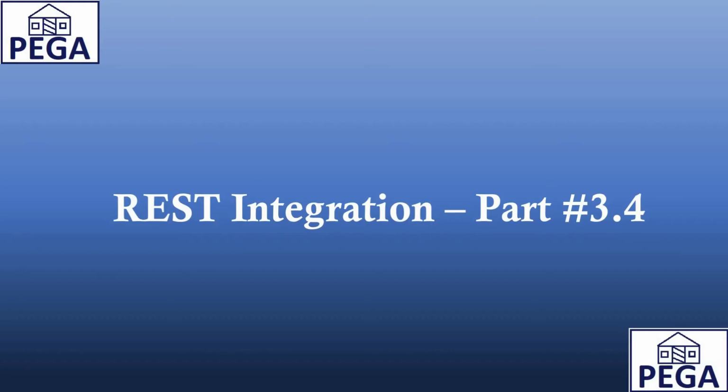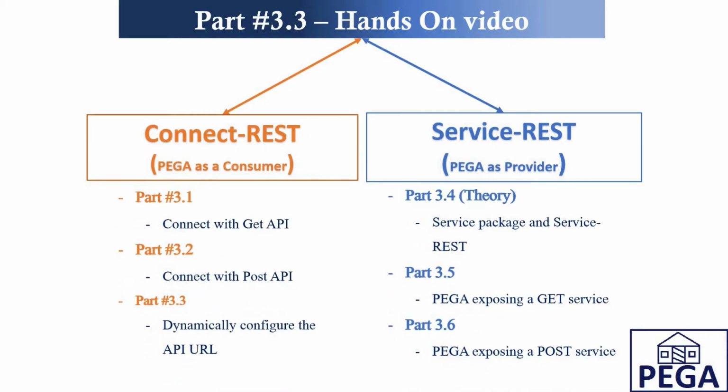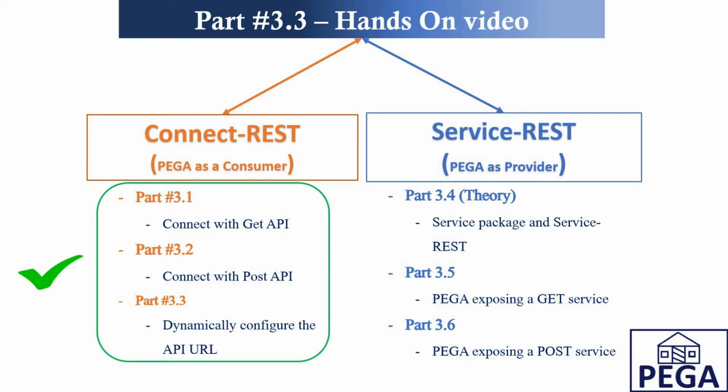So today we are going to learn about part 3.4. What we have learned so far: part 3.1, where I explained how to connect with Get API; part 3.2, connecting to Post API; and part 3.3, on how you can configure the URL dynamically by using the GRS concept and also by using application setting. So we have covered part 3.1 to 3.3. Now in this video we are going to talk about part 3.4.